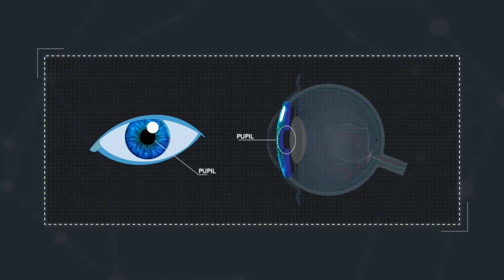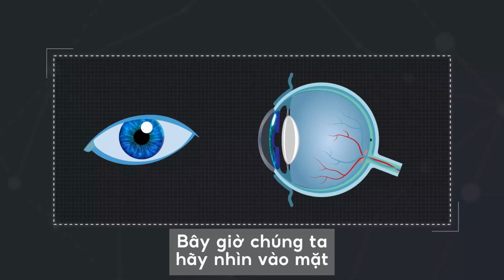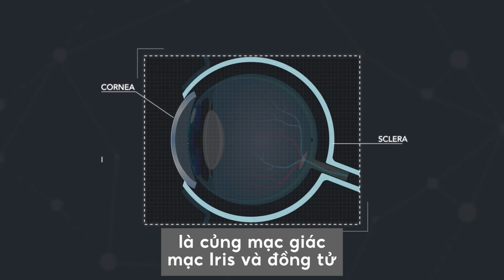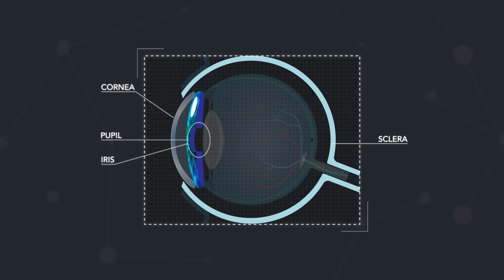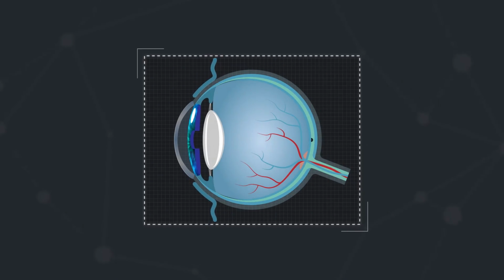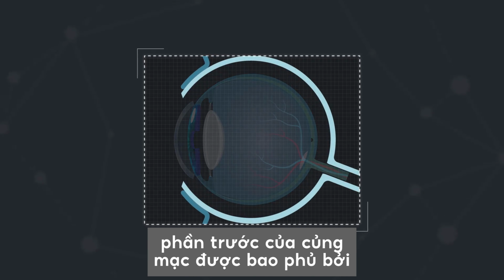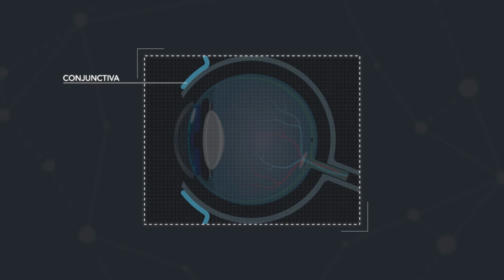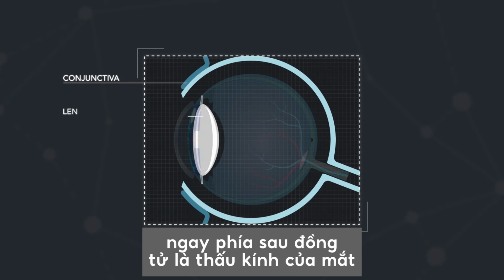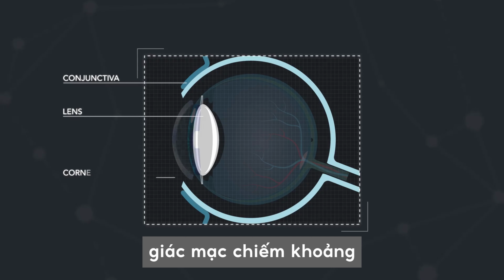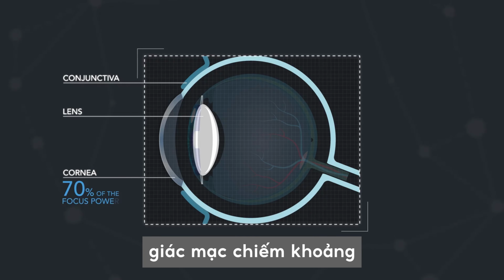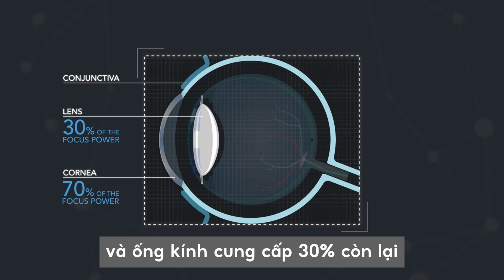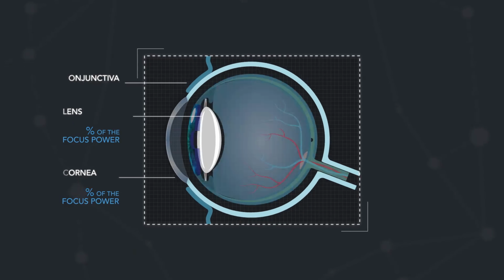Now, let's look at the eye in cross-section. Here again are the cornea, sclera, iris, and pupil. The front portion of the sclera is covered by a thin clear membrane called the conjunctiva. Directly behind the pupil is the lens of the eye. The cornea accounts for about 70% of the focusing power of the eye, and the lens provides the remaining 30%.